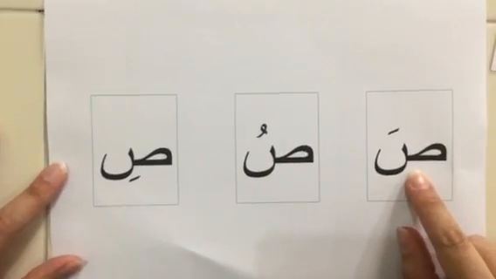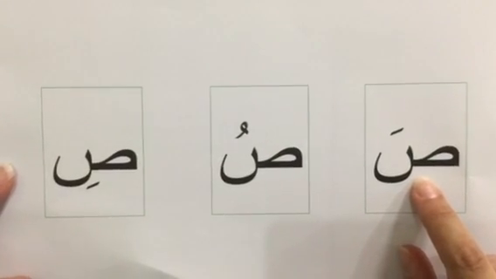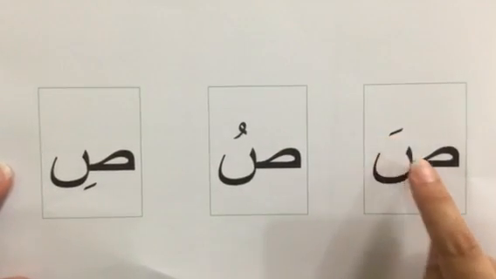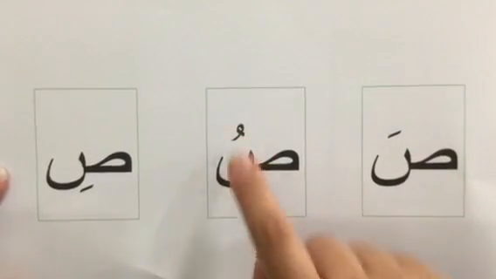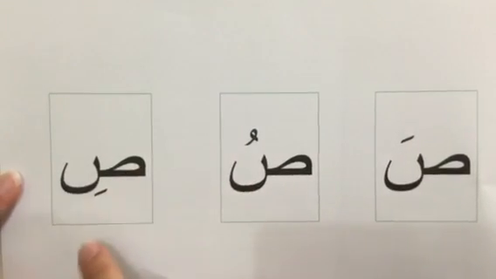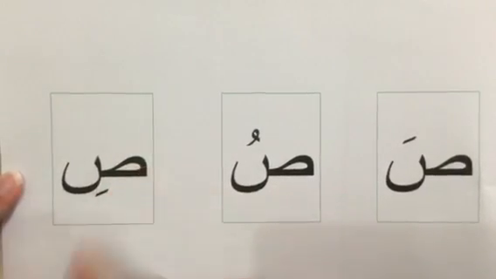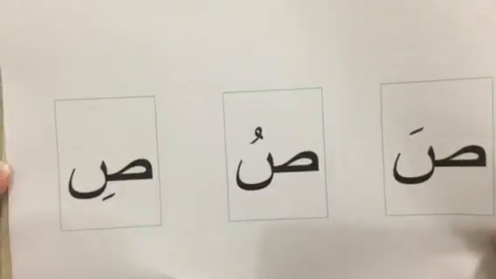Let's read the letter s with these three short sounds. S, a, sa; s, u, su; s, i, si. This is with the short sound.